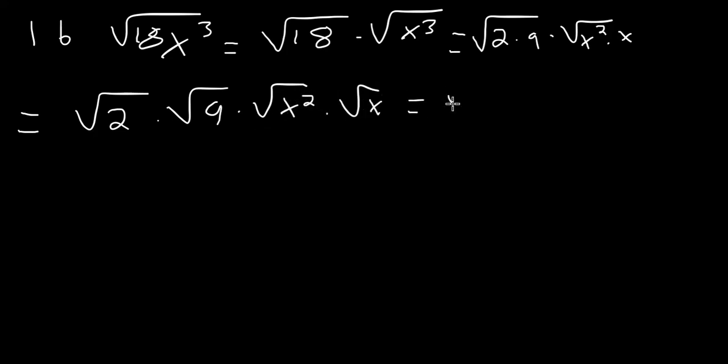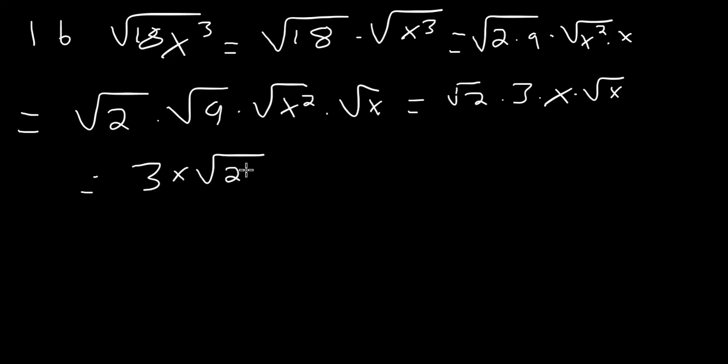The square root of 2 is the square root of 2. Square root of 9 is 3. Square root of x squared is x, and the square root of x is just the square root of x. So putting this in nice order, we could have 3x times square root 2x, and that would be our final answer.